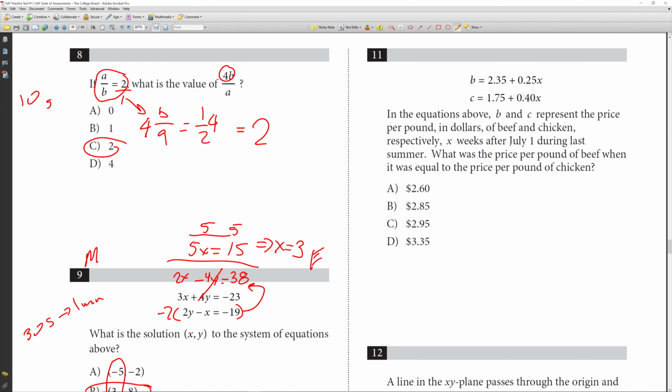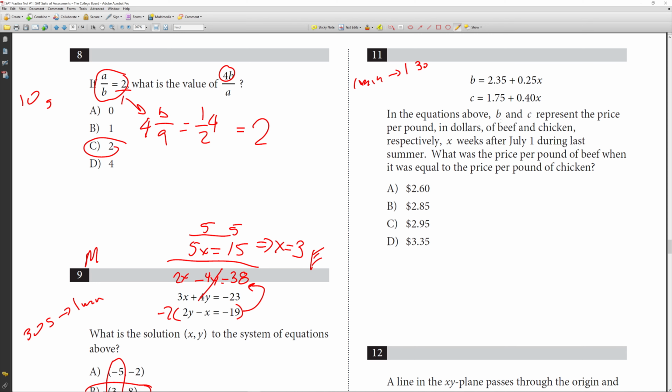Question 11 in this case is a passage. Go to the end. What is the price per pound of beef when it is equal to the price per pound of chicken? This said something equal to each other. That's what it tells you. So in this particular case, given the complexity of the problem, it should take you 1 minute to about 1 minute and 30 seconds. So you have a system of equations.